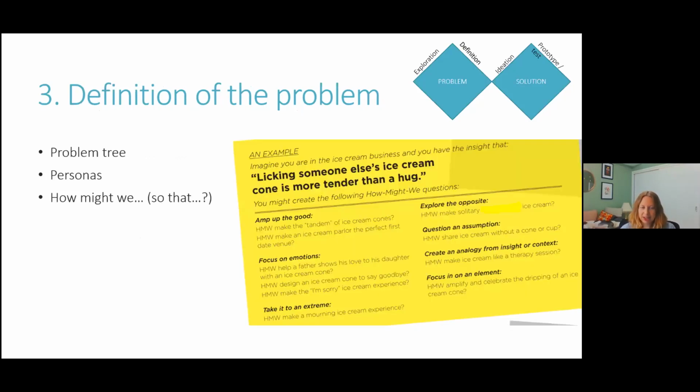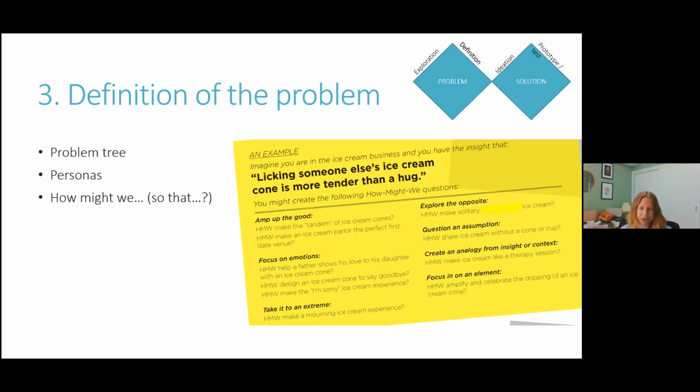So then the next part is moving into the definition of the problem. And this is that convergent piece. So you've got all of these insights, you've got all of this data, all of these experiences collected. How do you actually define that into a problem? One way is to create a problem tree where you break down an overarching problem into a series of smaller problems.